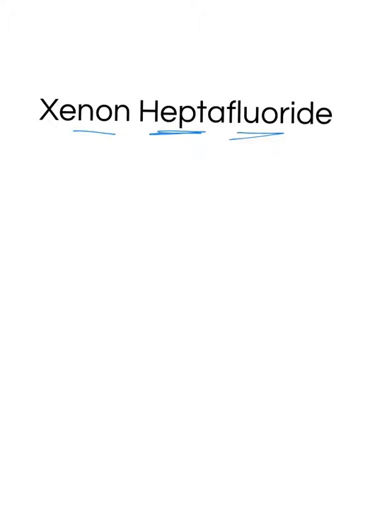So xenon is all on its own. And that's what's telling me there's 1 of them. Otherwise, it would be dixenon or trixenon and so on and so forth. The heptafluoride tells me that it's fluoride, but hepta is a prefix referring to 7 atoms, and so I finish this off by just including that 7 as a subscript beside fluorine: XeF7.